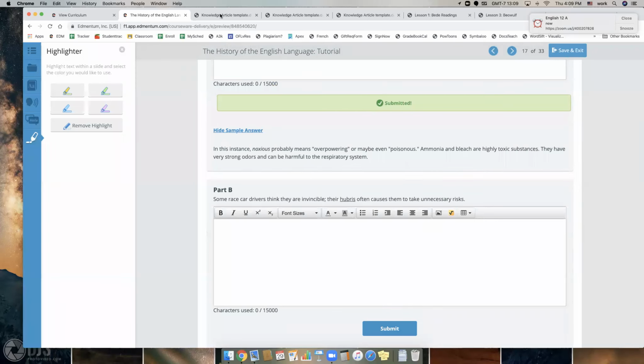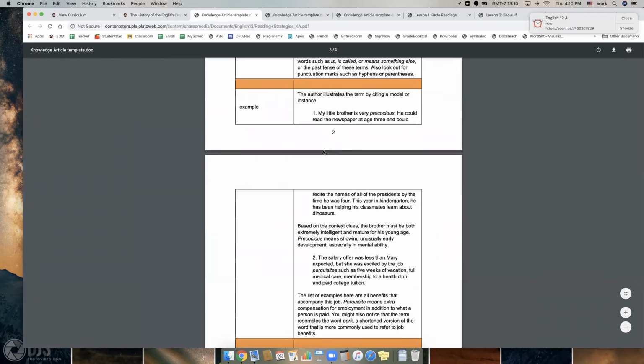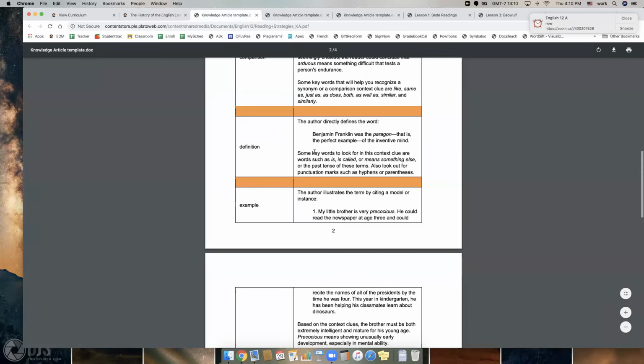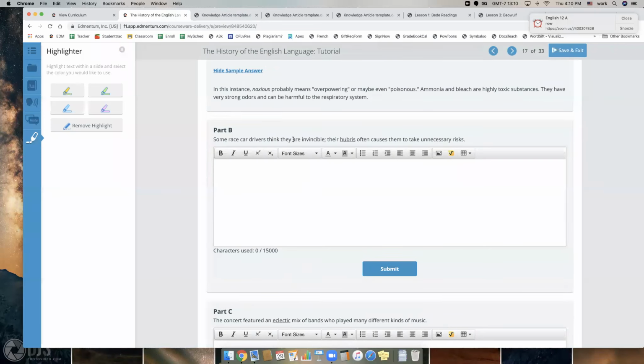One of the other things it brings up is that sometimes the sentence just tells you what the word is in the middle of it, like it'll give you the definition, and we can see that in the second one. Some race car drivers think they are invincible. Their hubris often causes them to take unnecessary risks. So you can go through that same process again.